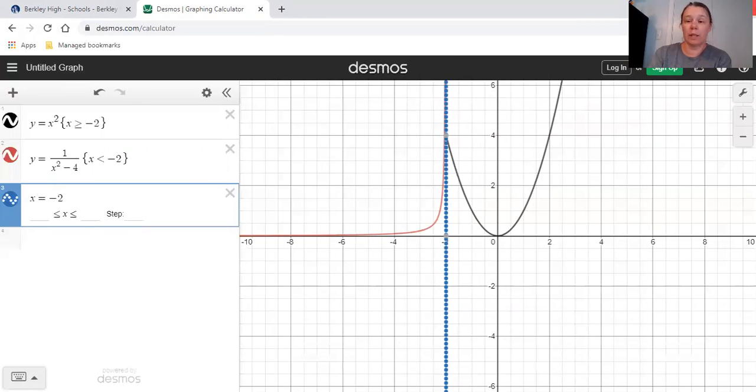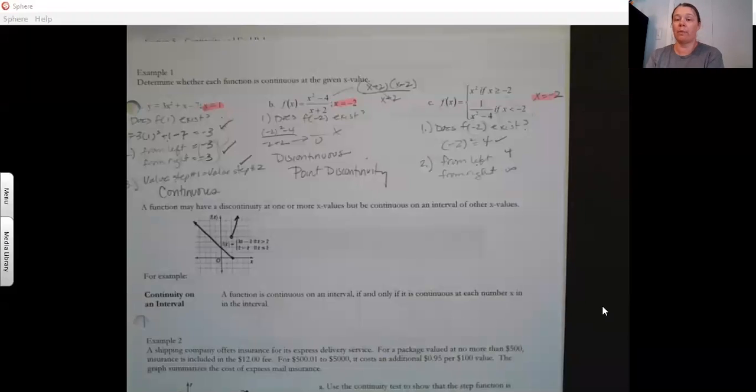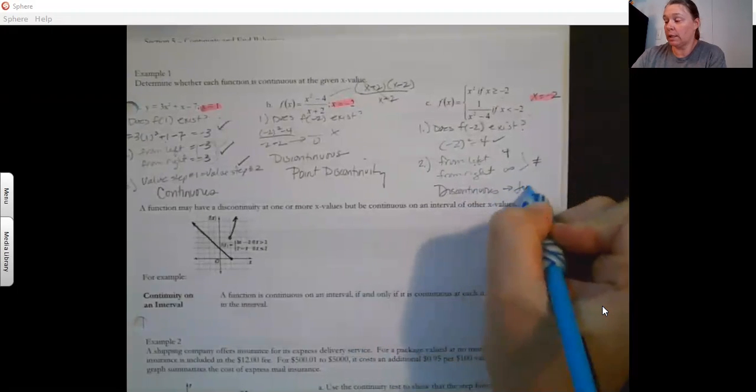Now from the left, what is happening? It's getting closer and closer to what y value? It's getting closer and closer to 4. Well, those aren't the same things that they're approaching. And so that's a way that we can verify that this is not continuous, right? From the left is one value, from the right is another value. It's got a vertical asymptote. Okay, so these are not equal, so this is discontinuous. And when they're not equal from the left and the right, that's a jump discontinuity.